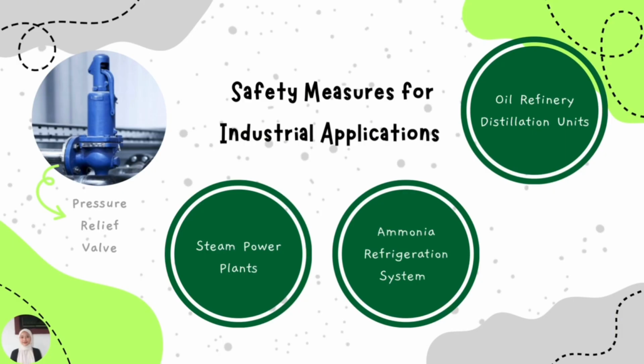The last one is oil refinery distillation units. So the oil refineries operate with high temperature crude oil processing that involve extreme pressure condition. If pressure surge beyond safe levels, it can lead to equipment failure, fire hazard, and also explosion.